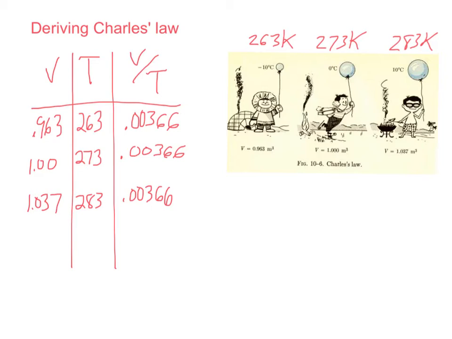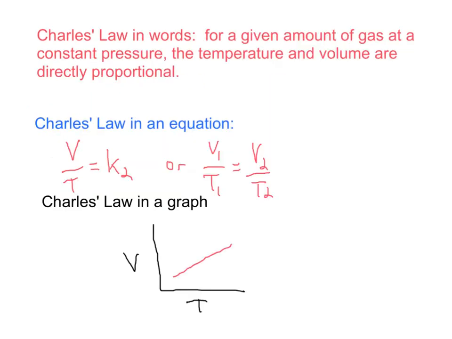So the ratio of volume to temperature is a constant value for any given sample of gas at any given pressure. Okay, and now we're going to go on to a practice problem. So Charles's law says for a given amount of gas at a constant pressure, the temperature and volume are directly proportional. Directly now, not indirectly like last time. So Charles's law in an equation, of course, is volume divided by temperature equals some constant.